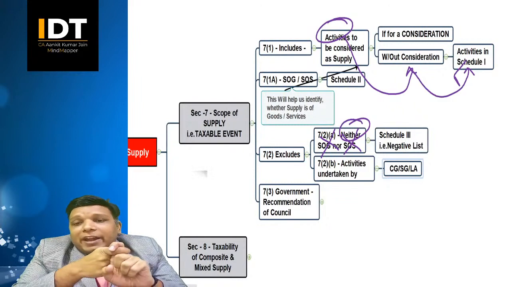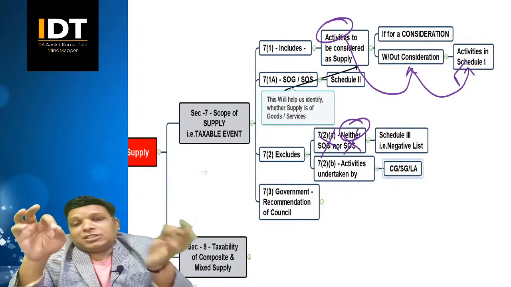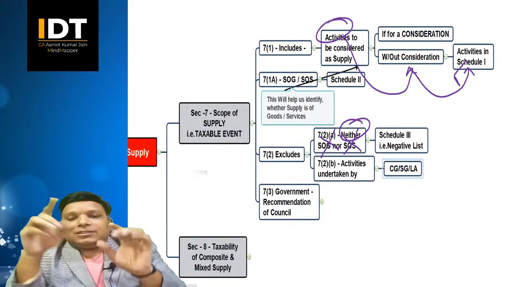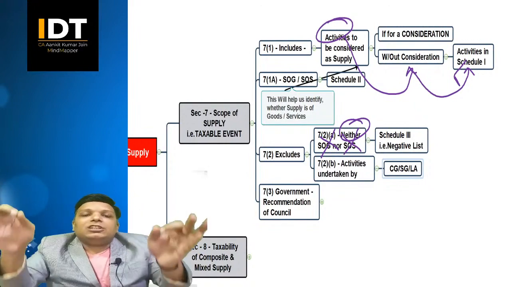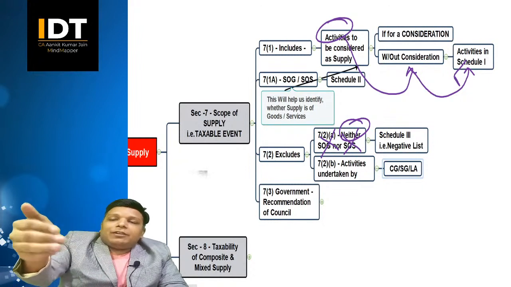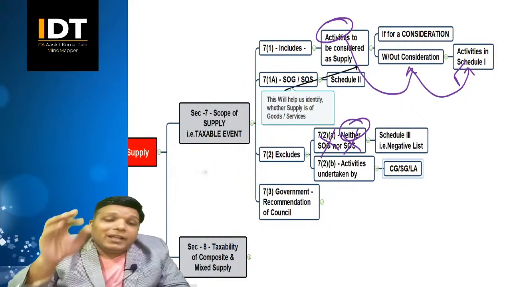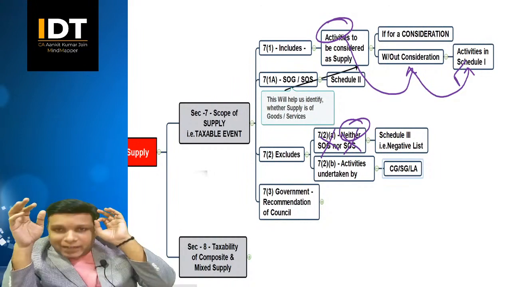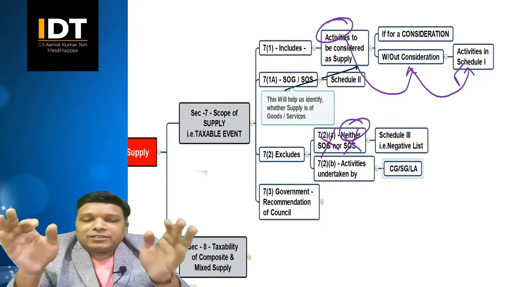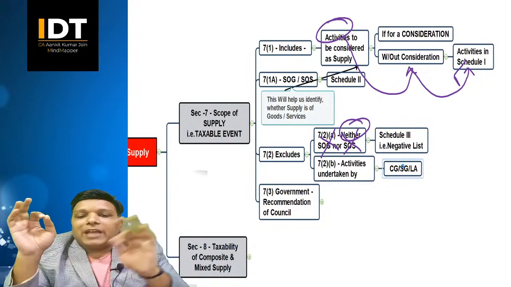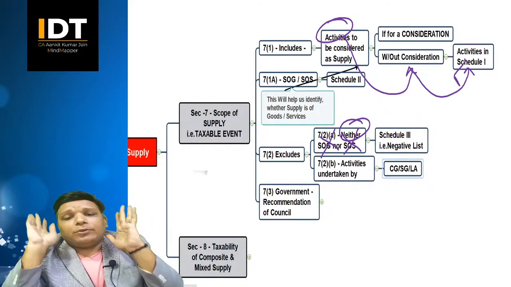Once I have identified that this particular activity, whether with or without consideration, falls under the scope of supply as per section 7.1, then I go to 7.1a, which says that you have identified this activity as supply, but whether it is supply of goods or supply of services is specified by section 7.1a. That means there is a schedule which states that these activities will be classified as supply of goods or supply of services, correct? Then section 7.2 tells us that certain activities will not be classified as supply of goods nor supply of services. That is called the negative list, schedule number 3. And 7.2b also explains that activities undertaken by the central government, state government or local authority are specifically excluded from the scope of supply. Is it clear till here?